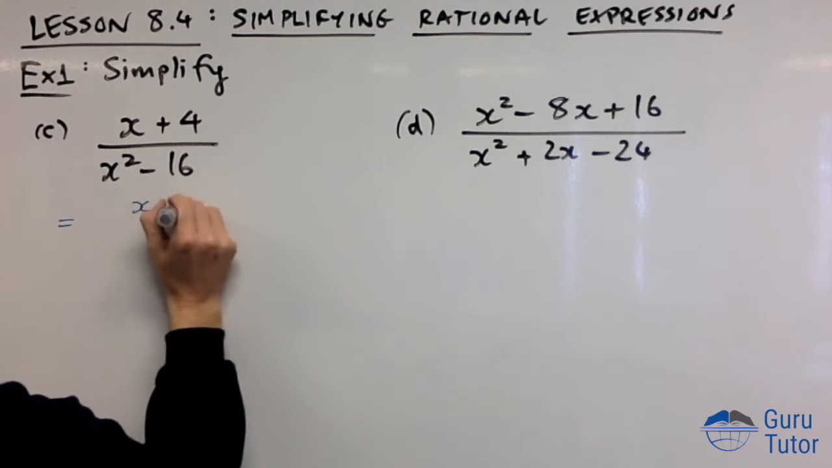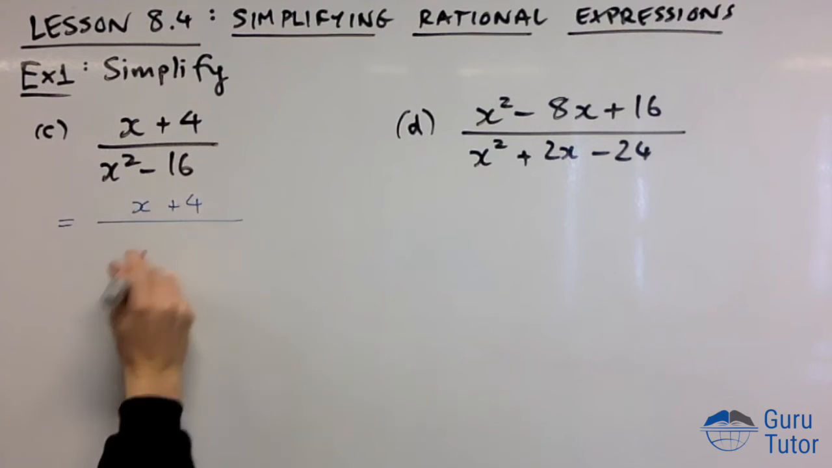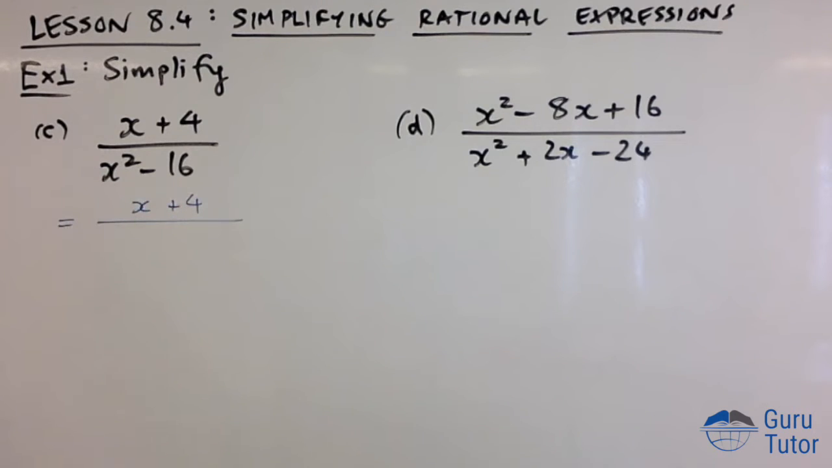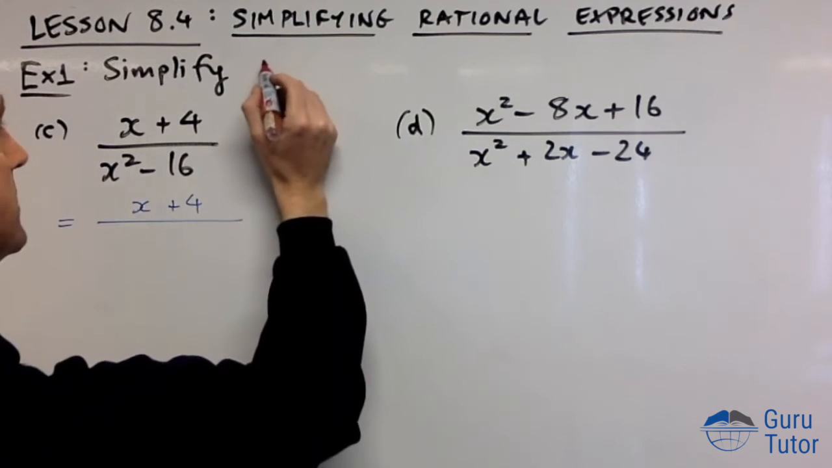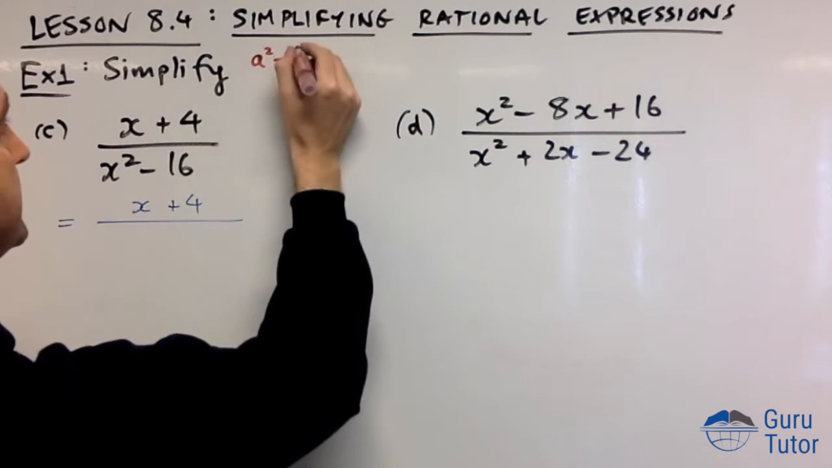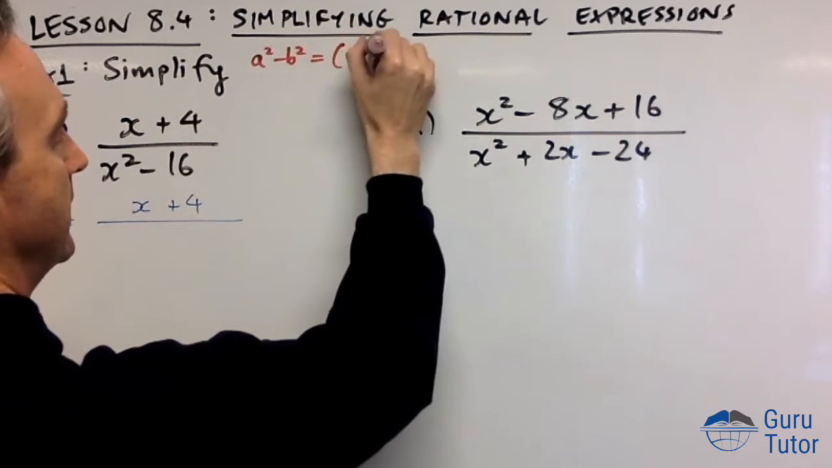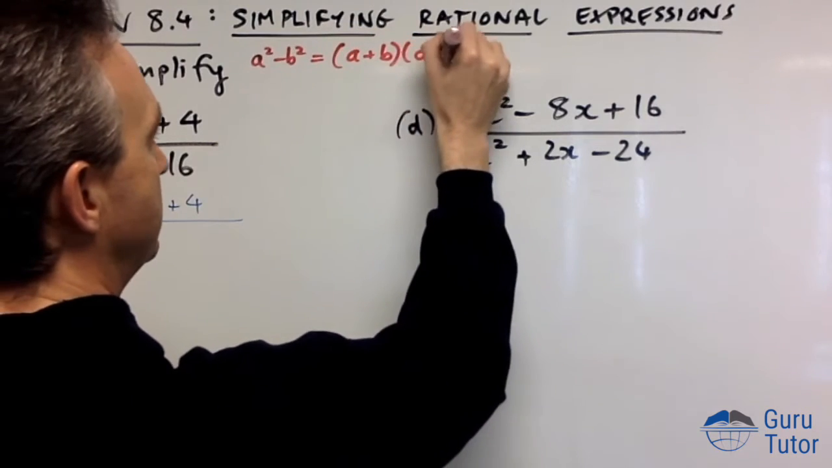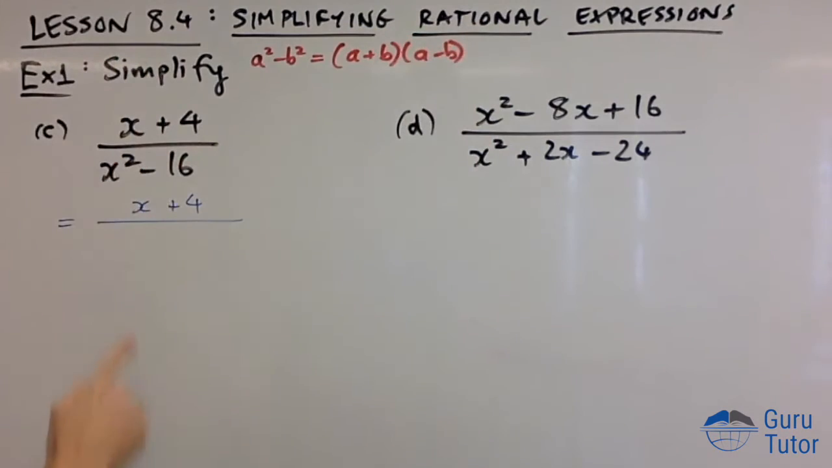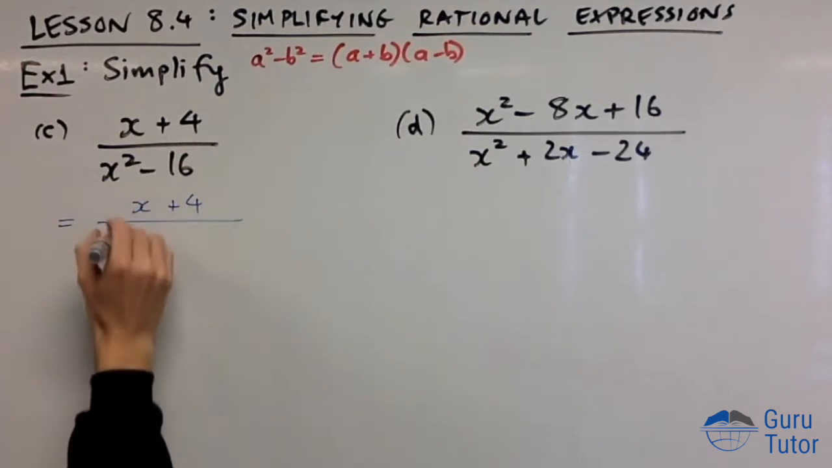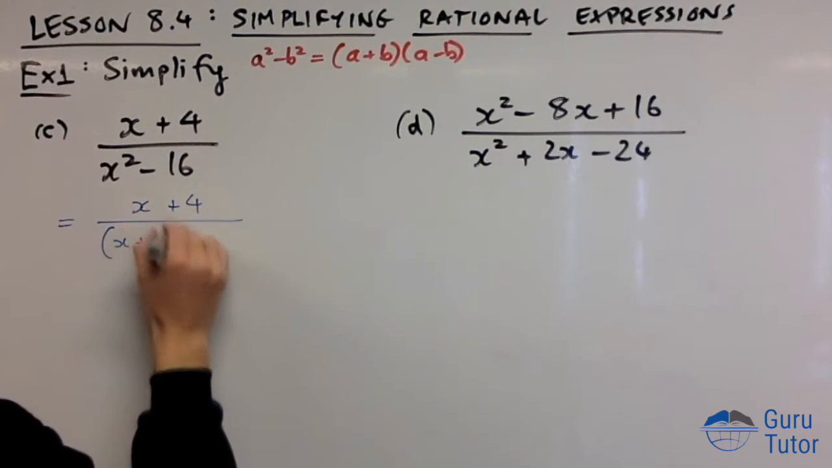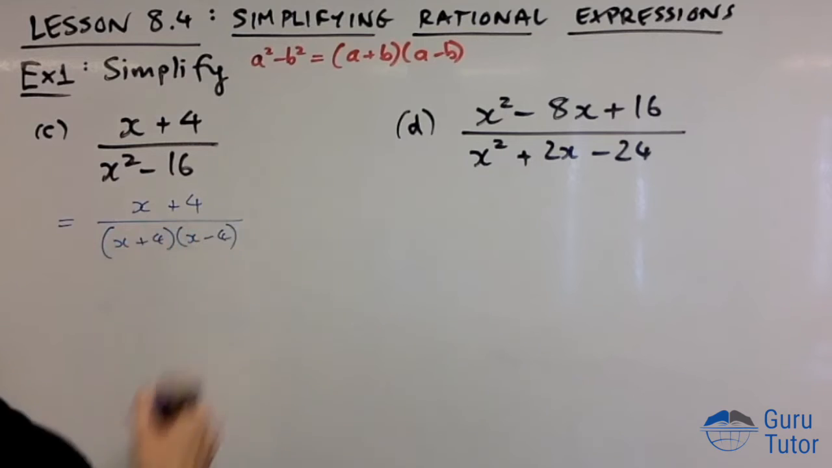Okay? C, I've actually checked the questions now. These are both correct. X plus 4. Factoring. Can we factor the bottom? Yes, we use our special product. Remember, we have special products like a squared minus b squared. So if we see that, that factors to a plus b times a minus b. So here we've got a squared minus b squared, which is going to be x plus 4 times x minus 4.